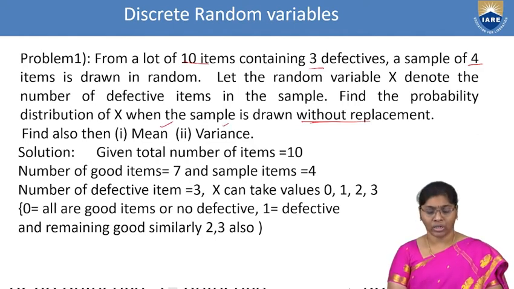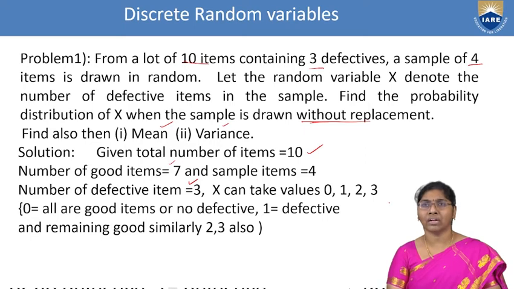Now the solution. Total items are 10. In 10 items, 3 are defective, so the number of good items is 7. Randomly we are selecting a sample of 4 items. This is the total given data.